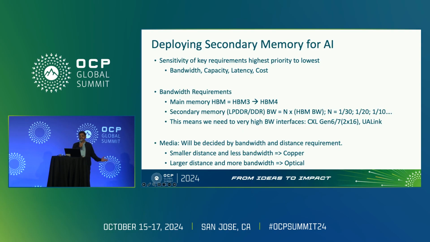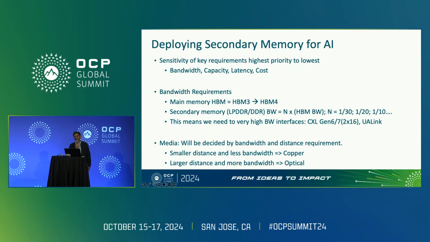So the numbers I have heard through various academia and the people in the industry, in this equation, n has to be 1 by 30, 1 by 20, 1 by 10. So if my HBM collective bandwidth, let's say I have many HBM components connected to my compute die, and I want to put a secondary memory, my bandwidth has to be somewhere in this range, right? So that puts us more pressure on the interface bandwidth.